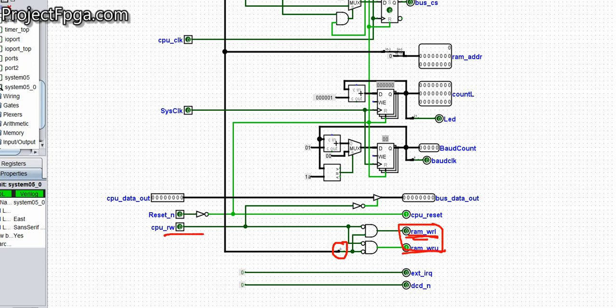So you can see the CPU read write. It needs to be off for this thing to work. If it's on, it means it's reading. If it's off, it means it's writing. So whenever the CPU read write is off, depending on this bit 0, which one it turns on is going to determine whether we're writing to the RAM lower or the RAM upper.